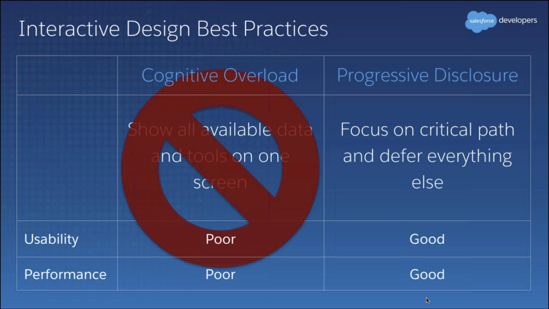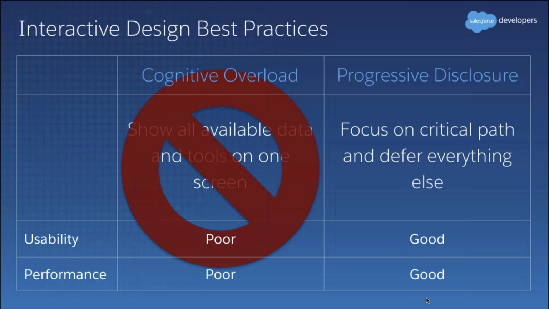Instead, a good interactive design practice is to implement what in the industry is known as progressive disclosure. And the idea here is to really focus on the critical path. Now, what is the critical path? The critical path is really the main task that you want the user to complete on that screen, and then defer everything else. And from a usability point of view, it's going to be better because you keep the user focused on the task. From a performance point of view, it's also going to be better because you have fewer components to instantiate.